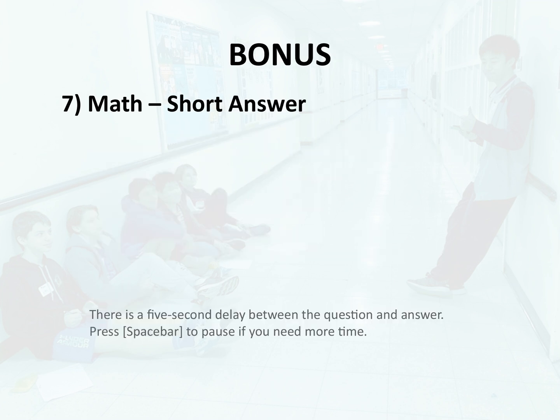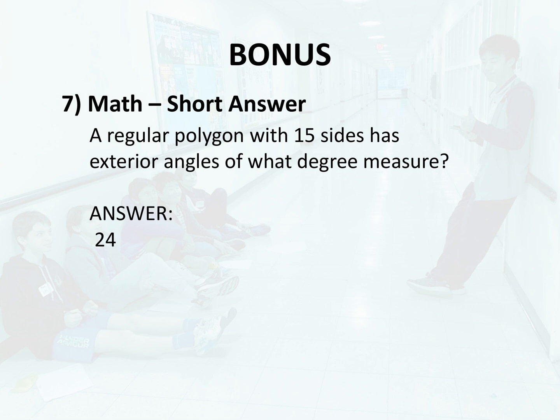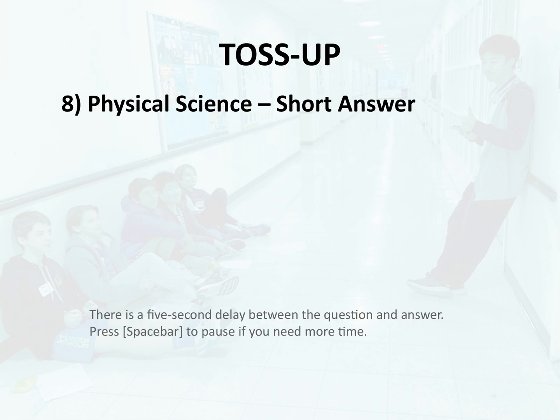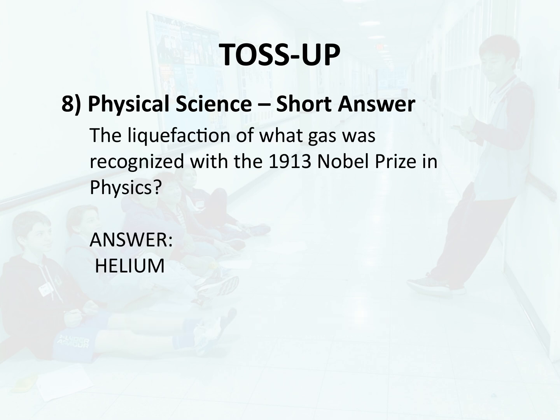Bonus 7. Math, short answer. A regular polygon with 15 sides has exterior angles of what degree measure? Answer: 24. Toss-up 8. Physical science, short answer. The liquefaction of what gas was recognized with the 1913 Nobel Prize in Physics? Answer: helium.